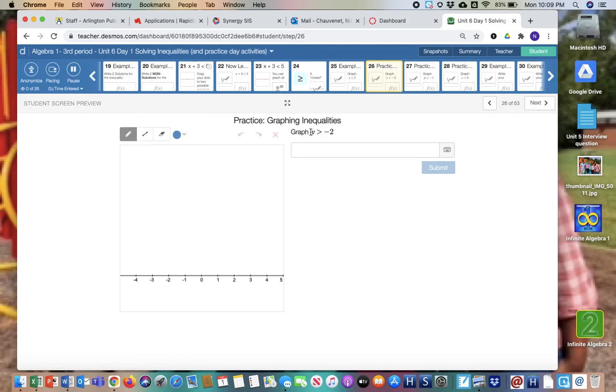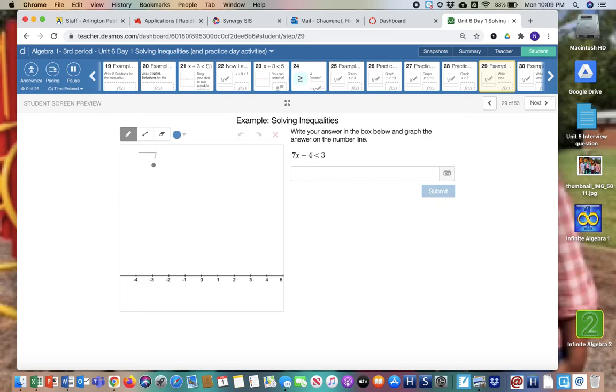Now it asks us to graph here. As you continue to go through these, keep in mind closed circle, open circle, and what direction the arrow goes. So now we just have to think about it when we have more than one step to solve. And it's really just going to be the same thing as what we did before when we're solving equations.